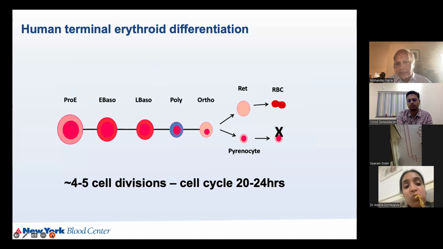So here, in contrast to progenitors, where I told you there are 8 to 10 cell divisions, here we have 4 to 5 cell divisions. And again, here the cells divide every 20 to 24 hours, not every 8 to 10 hours. So really, they're very different biology between the erythroid progenitors and terminally differentiating erythroblasts.